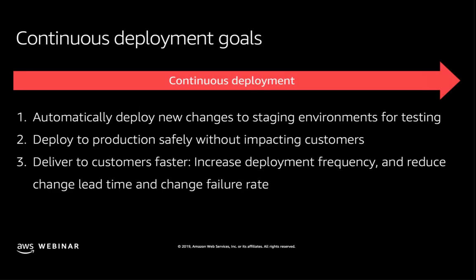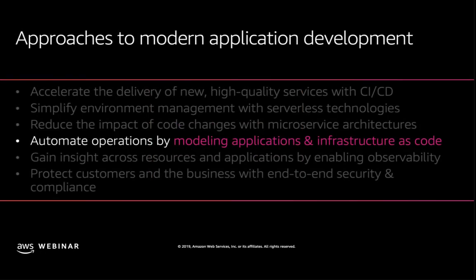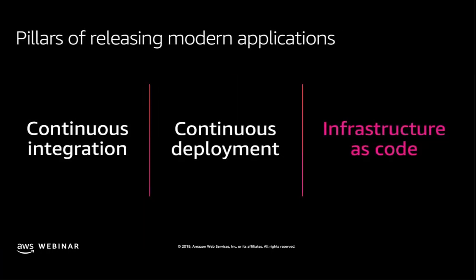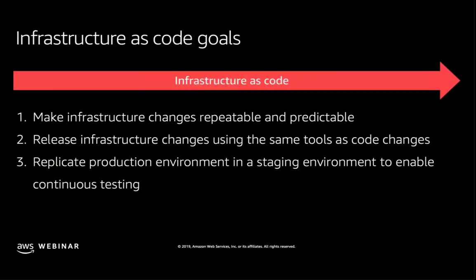So now let's take a look at infrastructure as code. So again, we can automate our operations by modeling applications and using infrastructure as code. And so infrastructure as code means that you can make infrastructure changes repeatable and predictable. It means that you're treating your infrastructure just like you do with your application code. So you use the same tools to do code changes for your infrastructure as you do to do code changes to your application. And you can easily replicate a production environment in a staging environment to enable continuous testing because your environments are just pieces of code that you can spin up on demand.